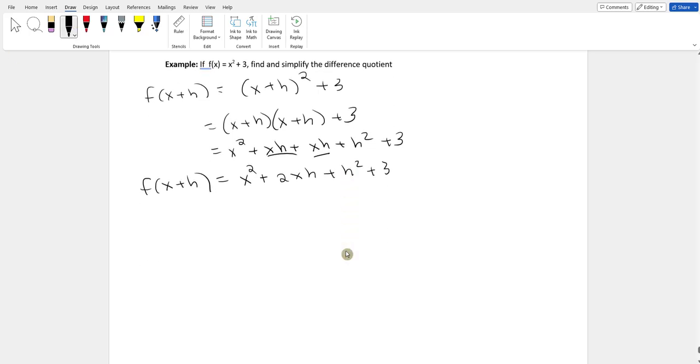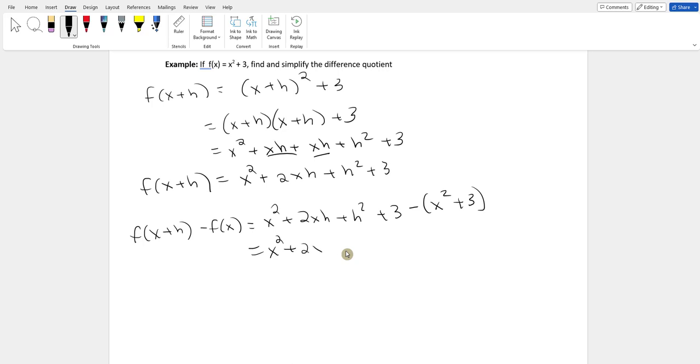Now we're going to take f of x plus h and subtract off our original function. I get x squared plus 2xh plus h squared plus 3, minus x squared plus 3. It would be minus x squared minus 3. So now we can go ahead and combine like terms. x squared minus x squared is 0. 3 minus 3 is 0. So we get 2xh plus h squared. So this is my f of x plus h minus f of x.